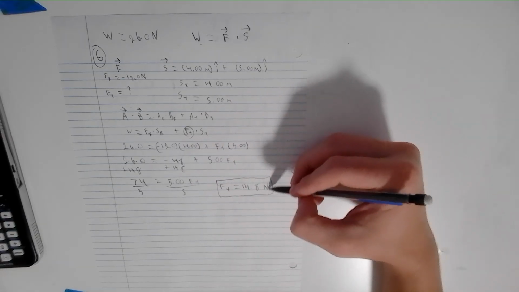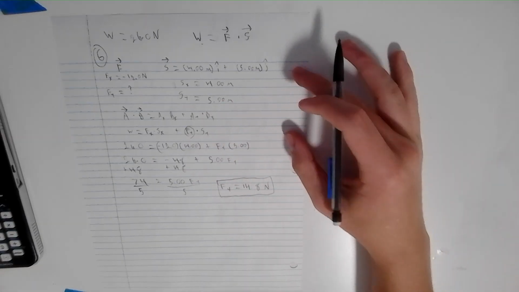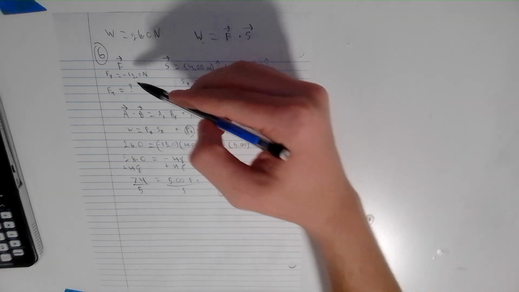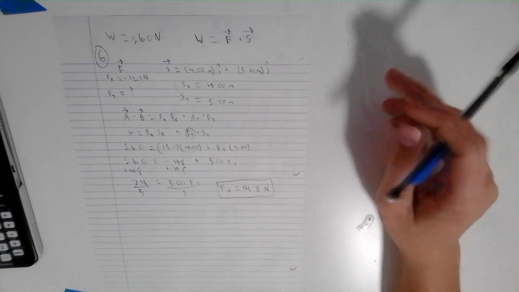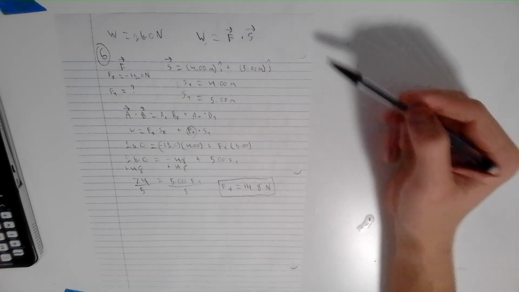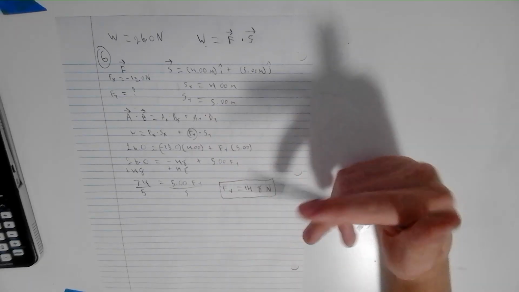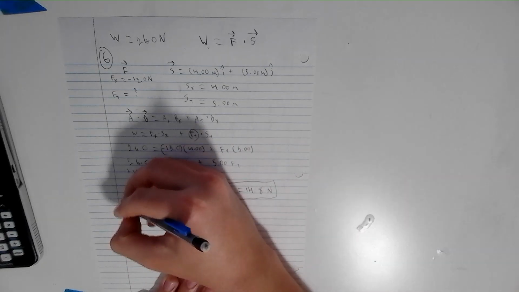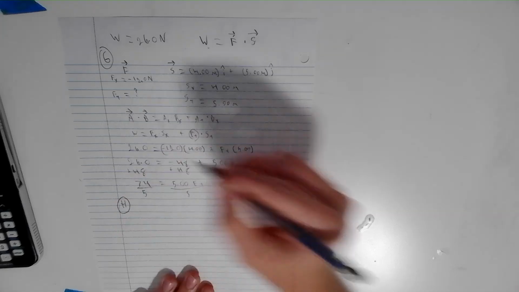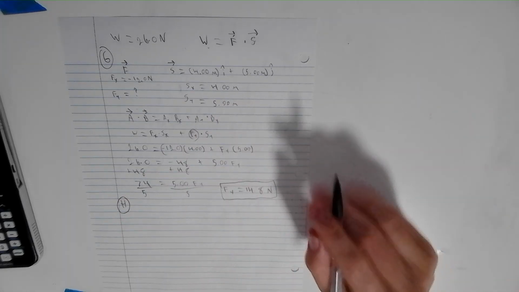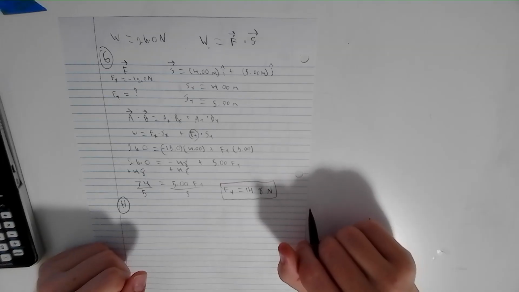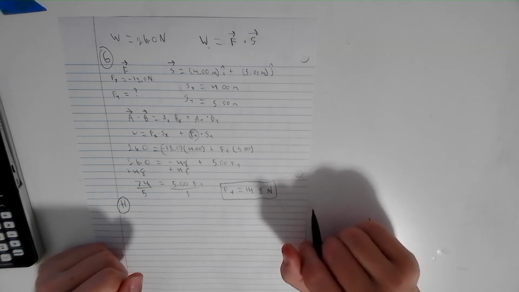So we'll always show newtons if we know it's newtons. And if we were solving for s of y, it would be in meters because that's what the problem gave us. So now the last part is part H. Part H says find the angle between vector f and vector s.